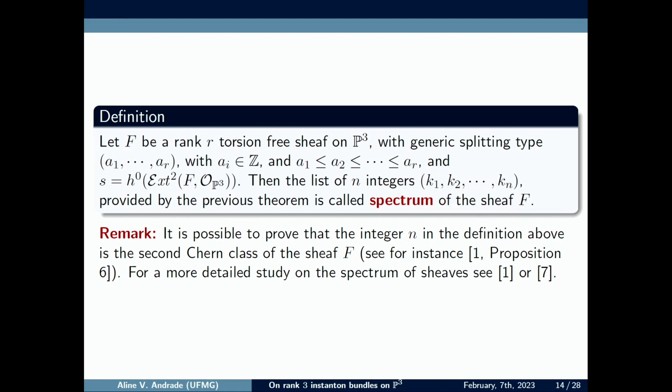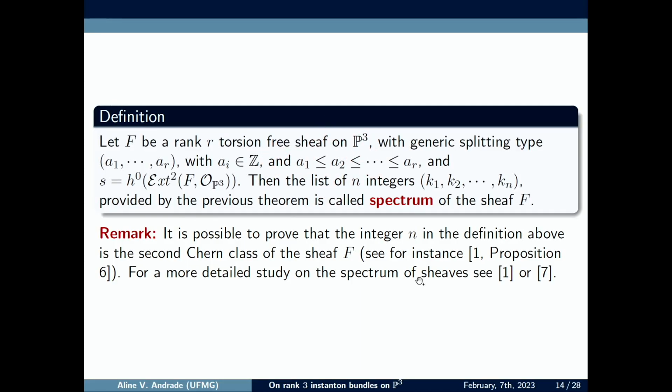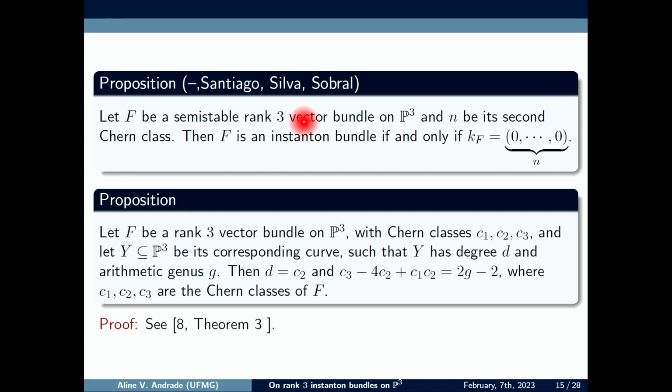These help us also to classify and try to understand a little bit better the components of the moduli space. At the beginning it seems a little bit strange because we need to ensure this is enough, this n over here, but in fact it is the second Chern class of our sheaf. So we know how many integers we are talking about, okay? Well, why was I recalling that? Because if I have a Gieseker semistable rank 3 vector bundle on P3, and n is its second Chern class, then F is an instanton bundle if and only if we have this spectrum, okay?